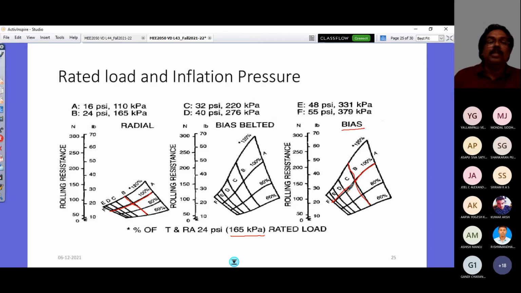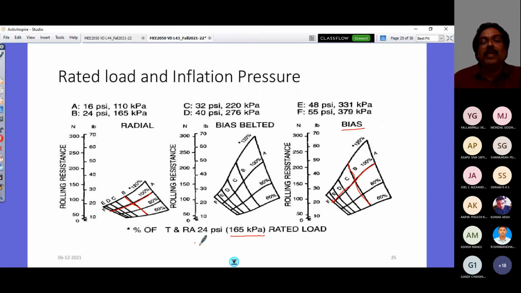So now with respect to this, you can see the variation of your rolling resistance. If I increase my load, what is happening? It is increasing the rolling resistance. If I increase my pressure, what is happening? The pressure here increases, the rolling resistance decreases. See, interestingly, B is 165, and 220 kilopascal is given by C. So the rolling resistance decreases as the inflation pressure increases on the dry asphalt road.